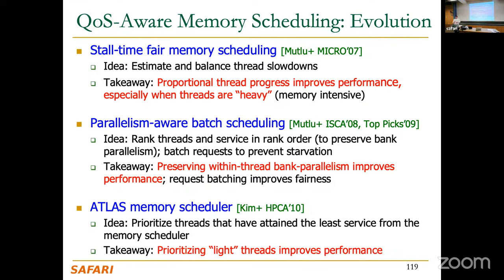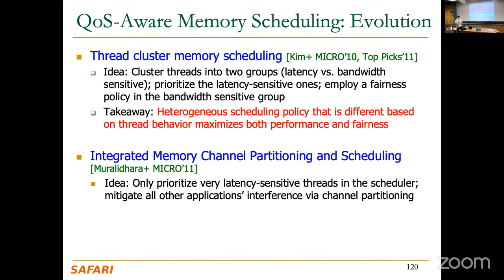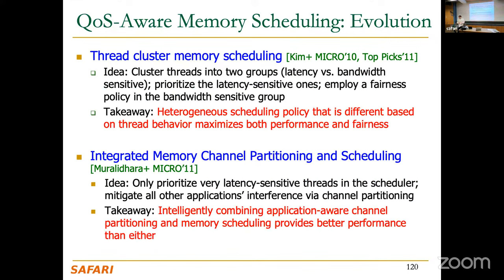This will become more relevant when we talk about the first two papers. The takeaway here is you prioritize light threads, light in the sense that they are not memory intensive, and you see performance benefits. There are many other works that I won't go into details today, such as cluster memory scheduling, integrated memory channel partitioning and scheduling.